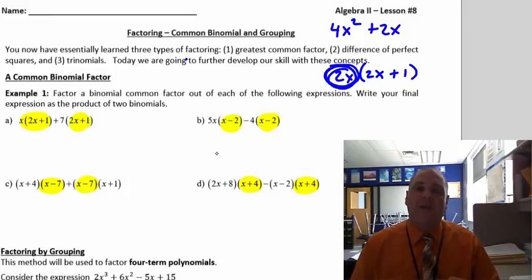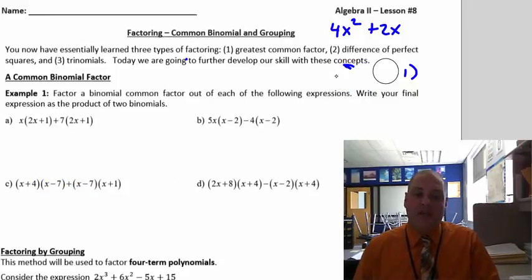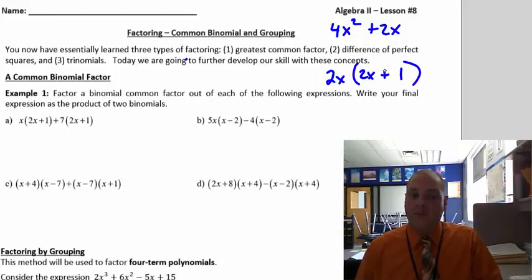These all have a common binomial, and the common binomial in this case is 2x plus 1. So we're going to pull out that common binomial, like here we pull out a common monomial. We say, all right, 2x, I'm going to pull it out, and I'm going to write whatever's left over by dividing. If I divide this by this, what do I get? 2x. If I divide this by this, what do I get? 1. This is what's left over. This was the common thing.